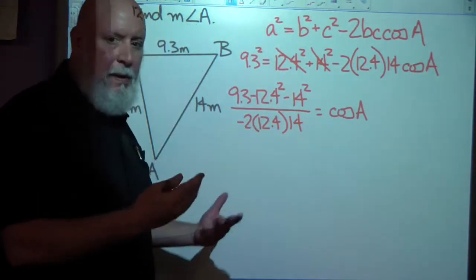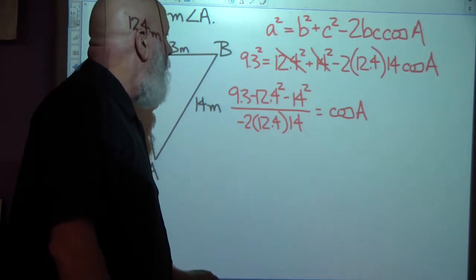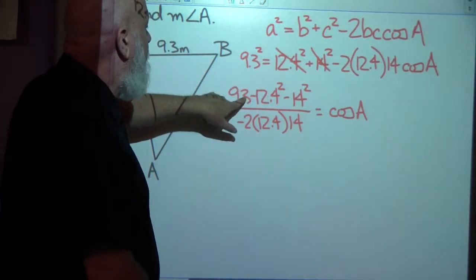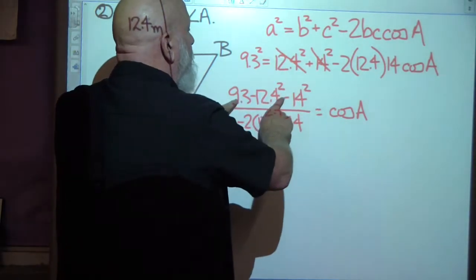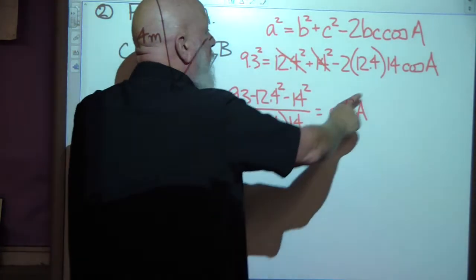I say cosine because I'm lazy. Cosine A. And I don't think I've made any mistakes. Let me check my work real quick. I subtracted this from both sides. I divided both sides by this whole big chunk, that isolated cosine A.